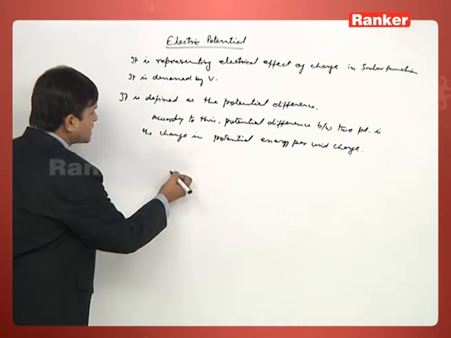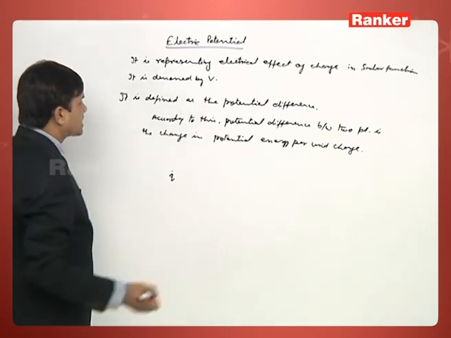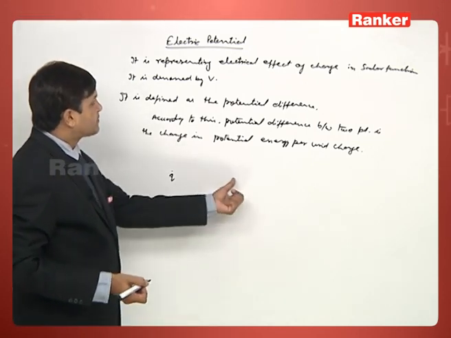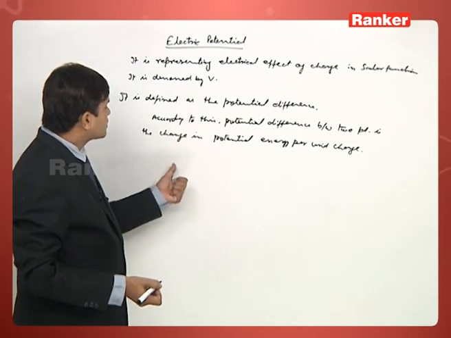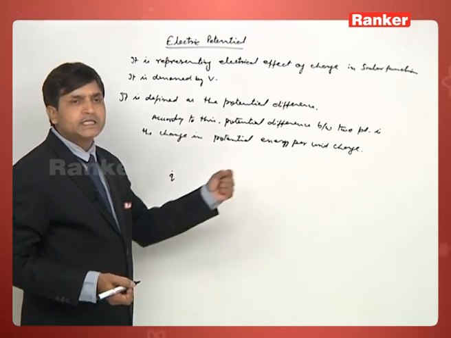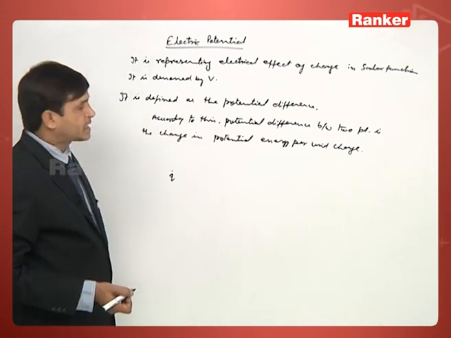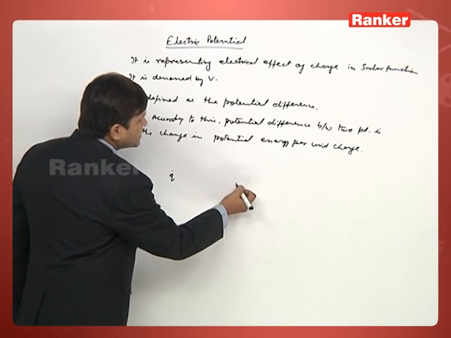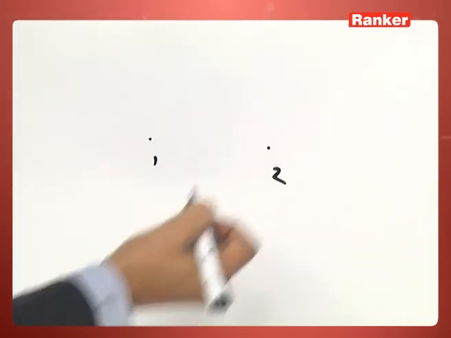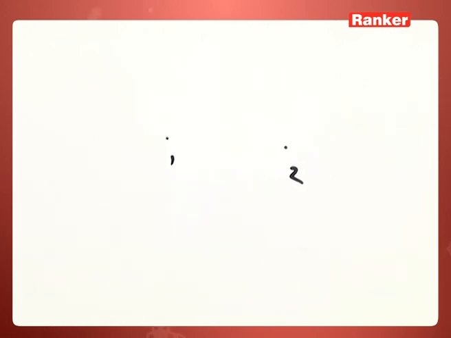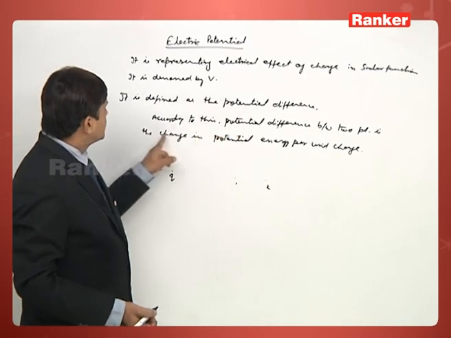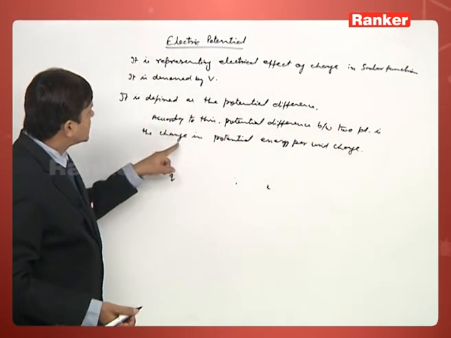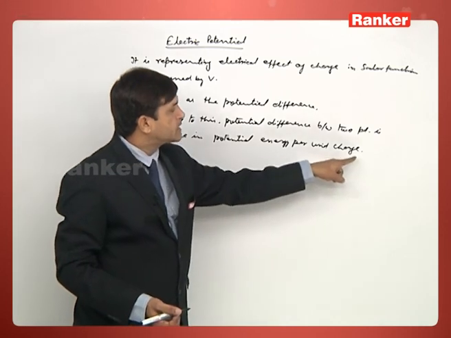Suppose we want to see the electrical effect of this charge Q in vector form. We are defining electric field, but we want to see the electrical effect of this charge in scalar function, then we are defining electric potential. So suppose we want to see the potential difference between point 1 and 2. As per the definition, potential difference between 2 points is the change in potential energy per unit charge.